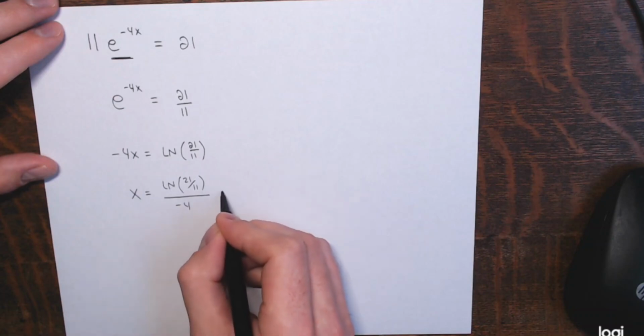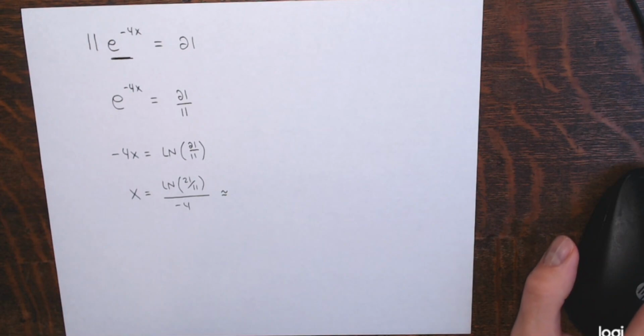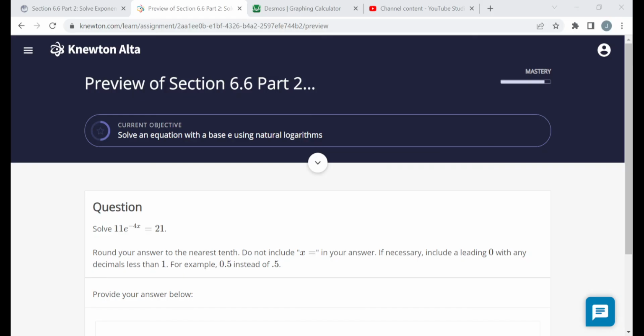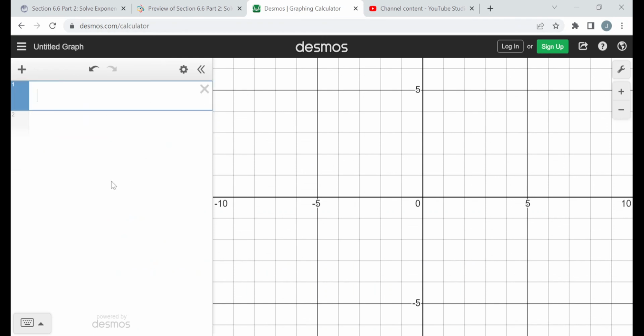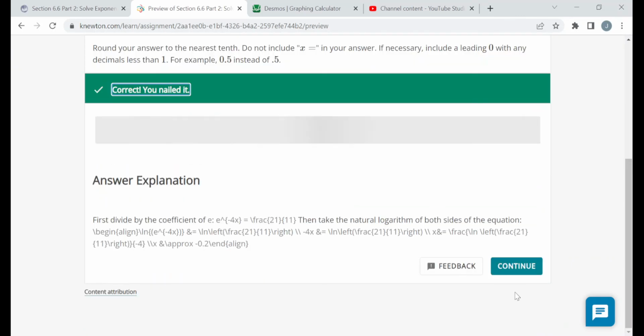And I'll punch this in, and again, this is one of those where we're asked to round the solution to the nearest tenth. So back to the calculator. So numerator, natural log of 21 elevenths, denominator, negative 4. And to the nearest tenth, that would be negative 0.2. It's 1/6, so I'd round to 0.2. So don't forget the negative signs when you need them: negative 0.2. Great.